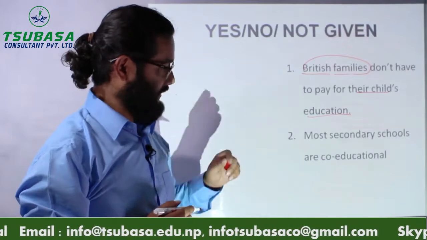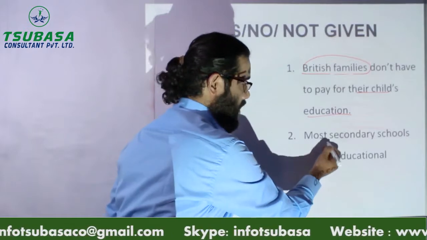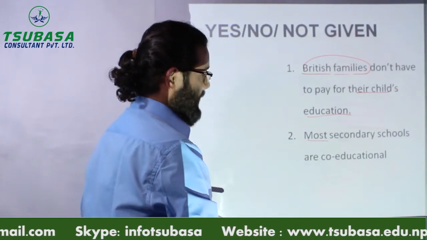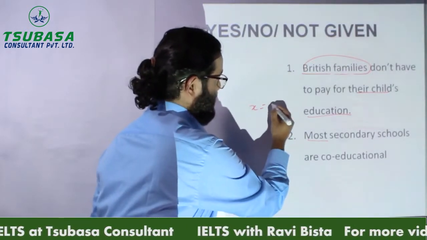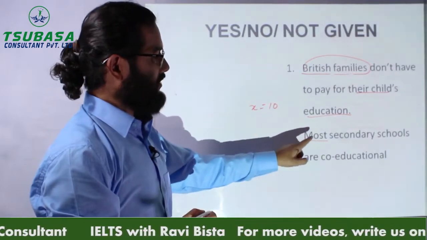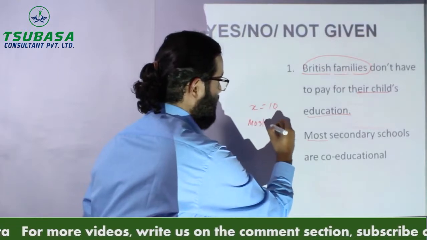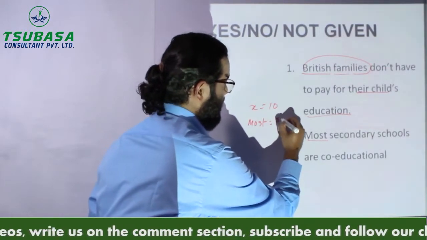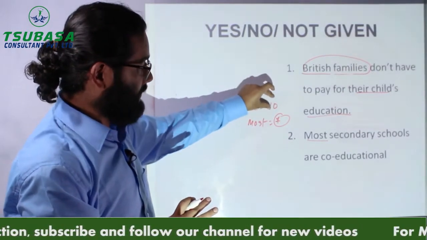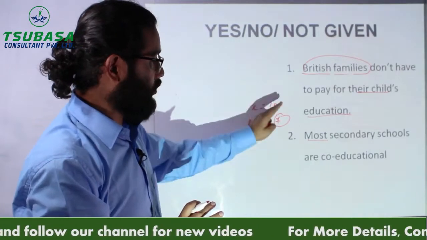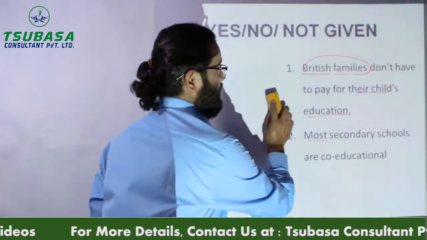Okay, now next it says most secondary schools are co-educational. When it says most, let's say if x equals 10, what does most mean? Most would mean, let's say, 7. Let's go around with 7. That means out of 10, 7 schools are co-educational. Let's find out in the passage.